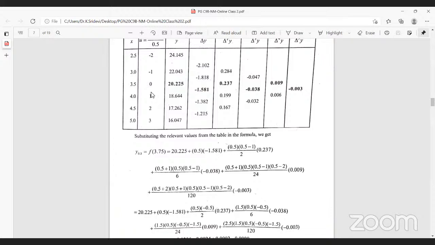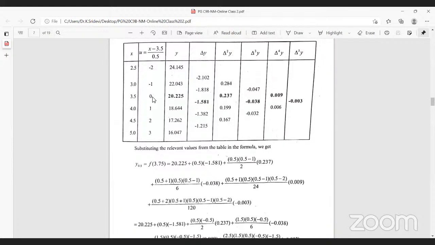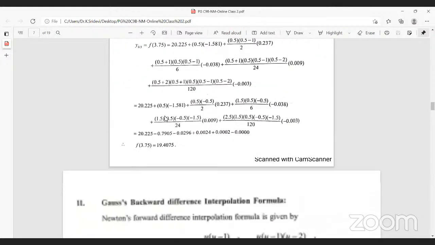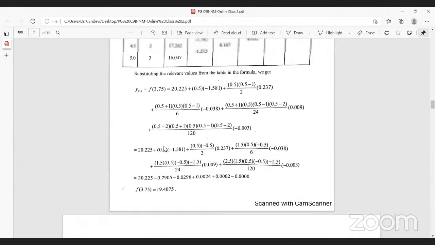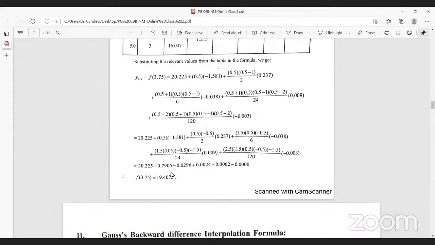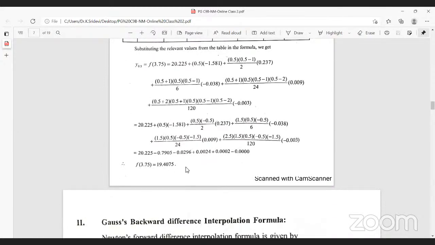Here our u value lies between 0 and 1. 0.5 lies between 0 and 1. So definitely our functional value should also lie between 20.225 and 19.644. Our required functional value should lie between these two values, because our x value lies between these two. So what is our value? 19 point something. Definitely the 19 point something value lies between both the values. So this is the accurate value. So this is our required value.